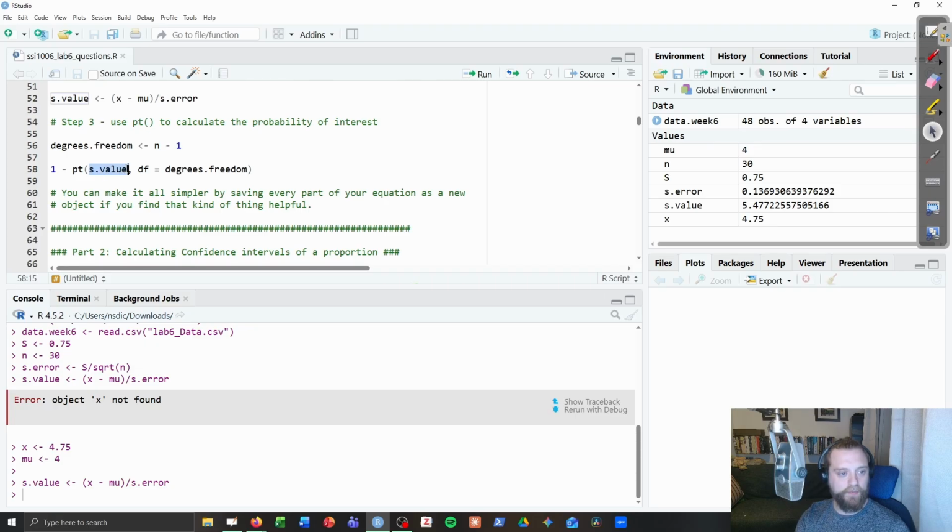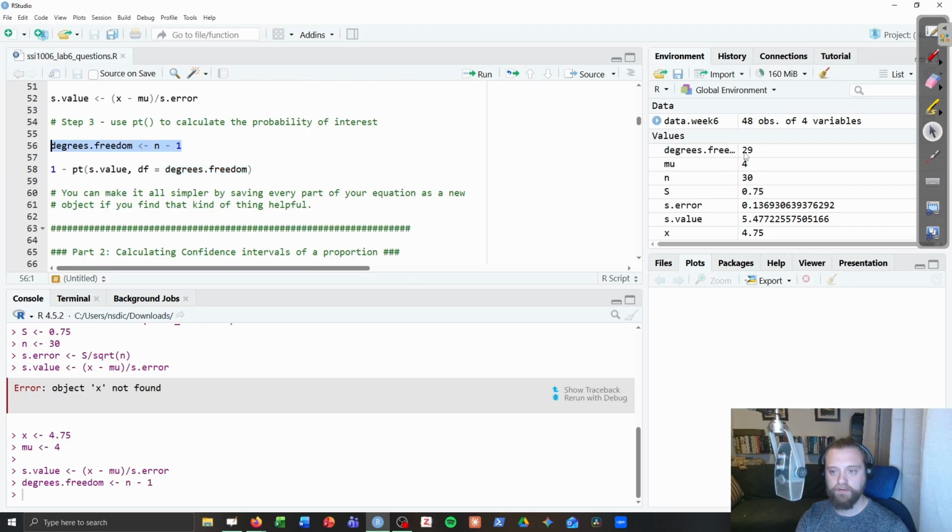So there's only one variable involved here. So we only need to take n and subtract 1 from that. So the values we put into our pt function then are our S value. So writing S.value here is just going to call up this number from over here. And then df for degrees of freedom. And because we've created this as an object, it's going to call up the number 29 from over here. So here's our degrees of freedom.